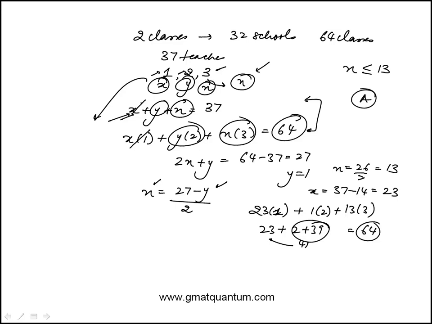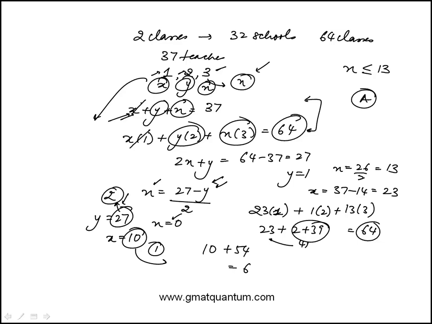But for completion, let me just also do the least possible value, and that would be when y is 27. In that case, n would be 0. But let's check. In that case, x would be 10. So 10 teachers teach 1 class, 27 teach 2 classes, and none teach 3. So this would be 10 classes. 27 times 2 is 54. If you add them, indeed it adds up to 64 classes. So n is between 0 and 13. So the answer is choice A.